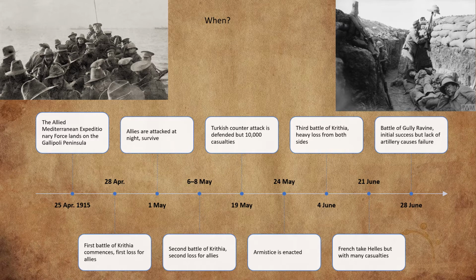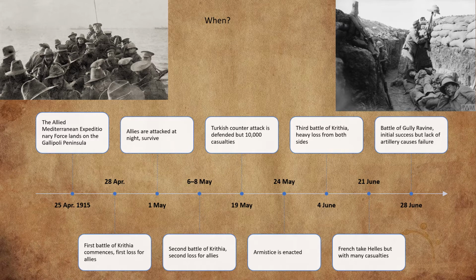On the 6th, 7th, and 8th of May, the Second Battle of Krithia happens, and it is another devastating defeat for the Allies. On the 19th of May, the Turkish counterattack is defended, but there are 10,000 casualties for the Allied forces, and it does push them back slightly, so they lost any ground of the little that they gained.